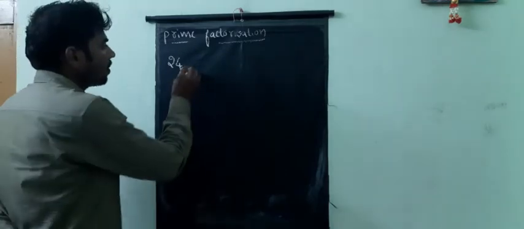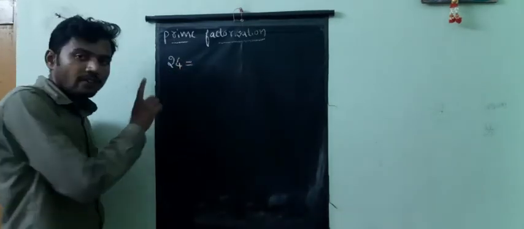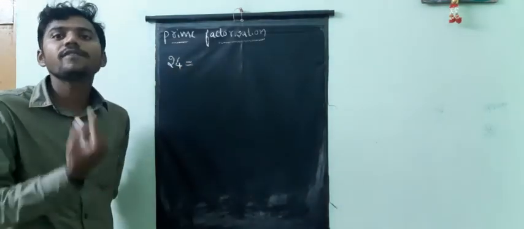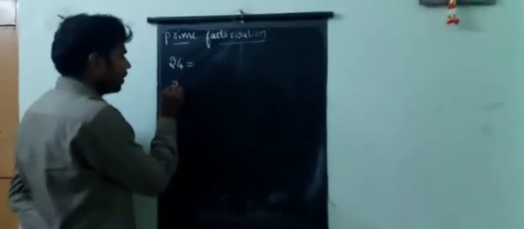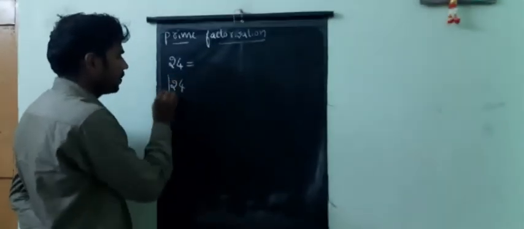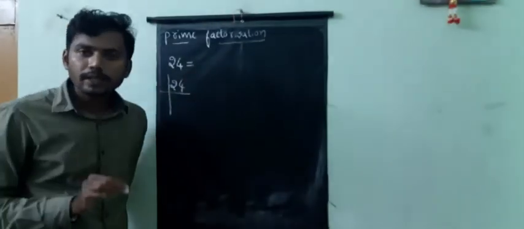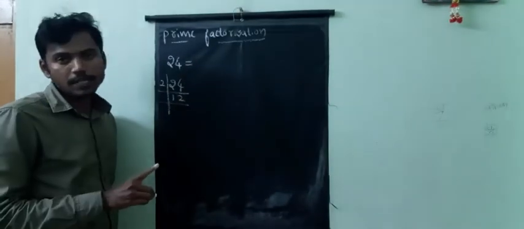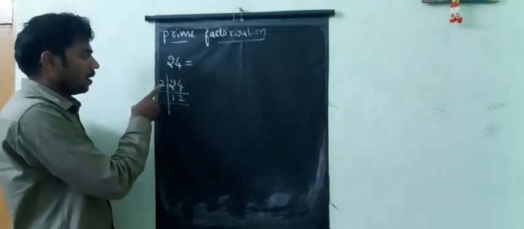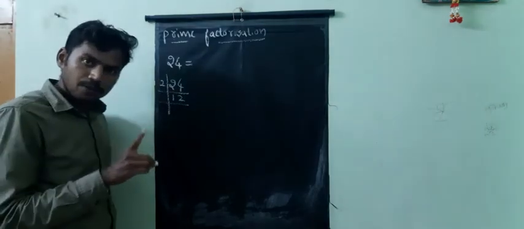Next concept is prime factorization. What do you mean by prime factorization? Writing the factors of 24 in terms of prime factors is nothing but prime factorization. This 24, what can I do? 24 can be divided as follows. The smallest prime number is 2. 2 twelves are 24, and we should start with the smallest prime number. The smallest prime number is 2.